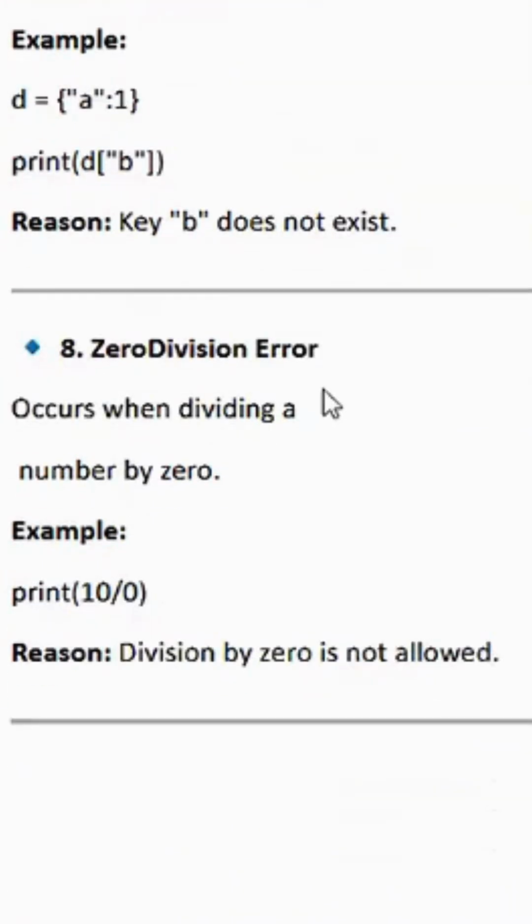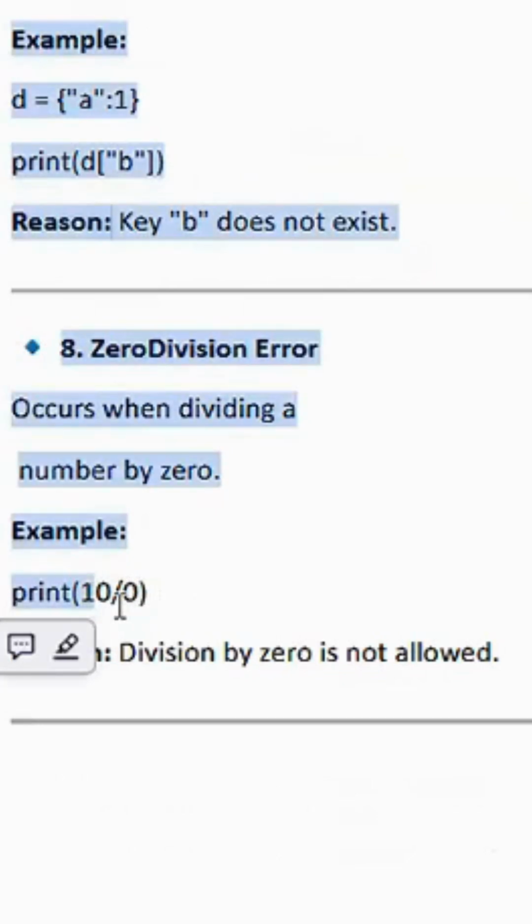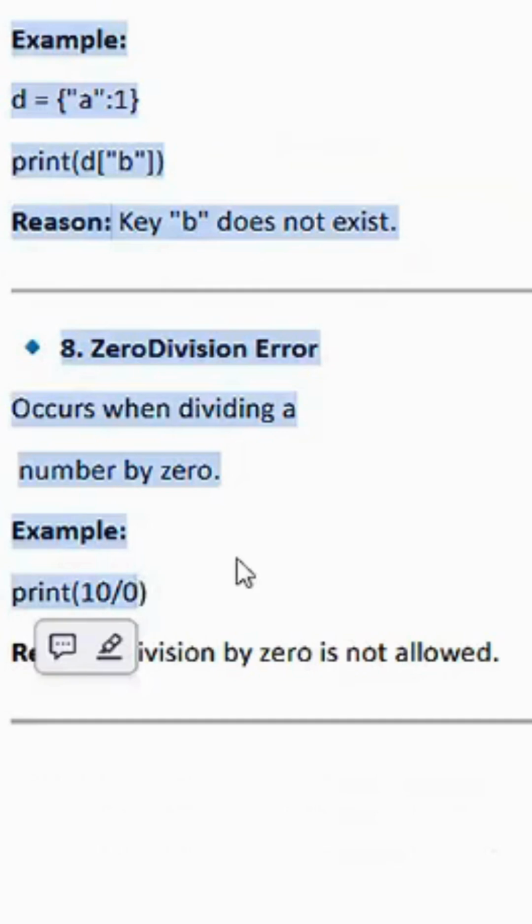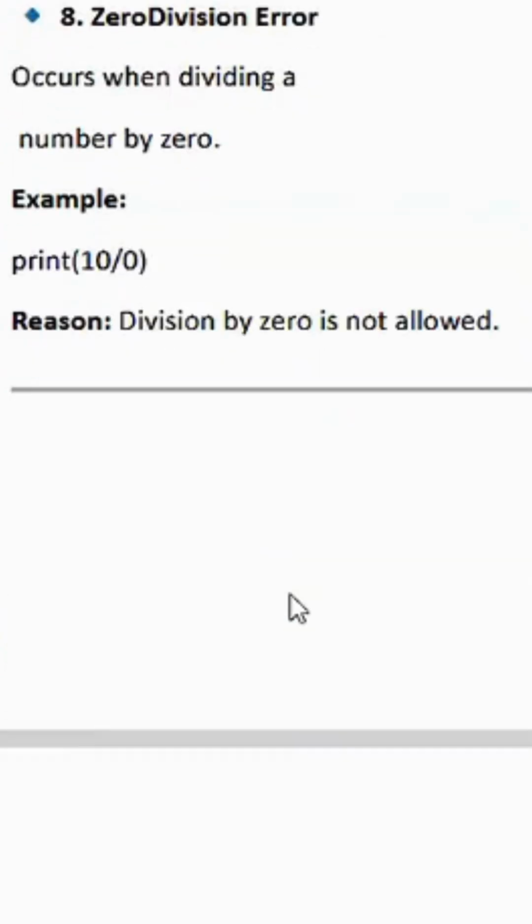Now zero division error, this is very common. In mathematics also we have seen, if we try to divide something by 0, it throws an error. In Python also, here I am trying to divide 10 by 0. So basically this will throw zero division error. Division by 0 is not allowed, so obviously it will throw an error.